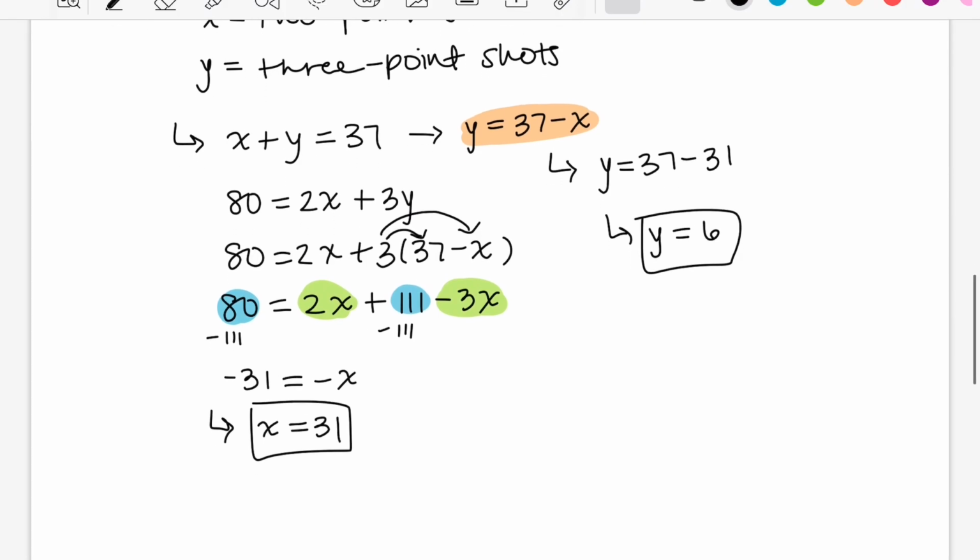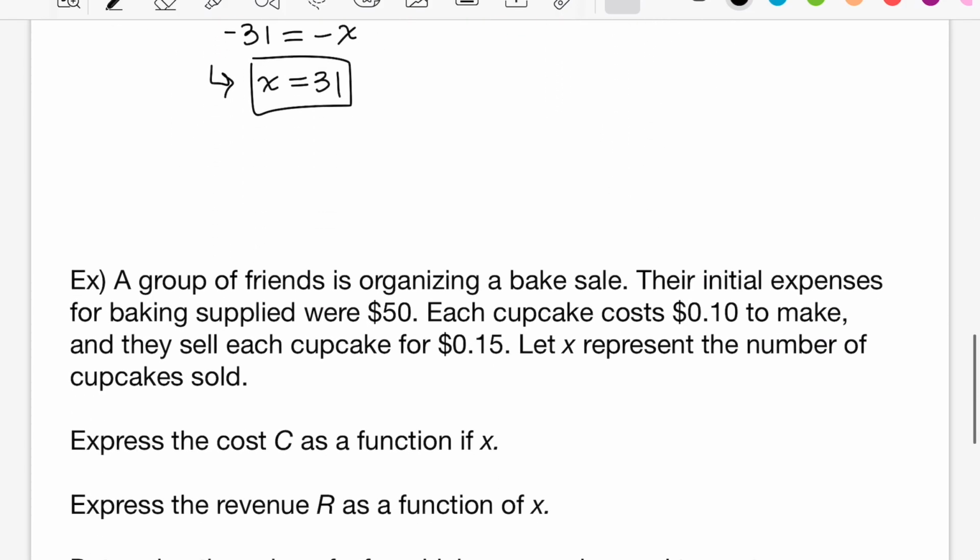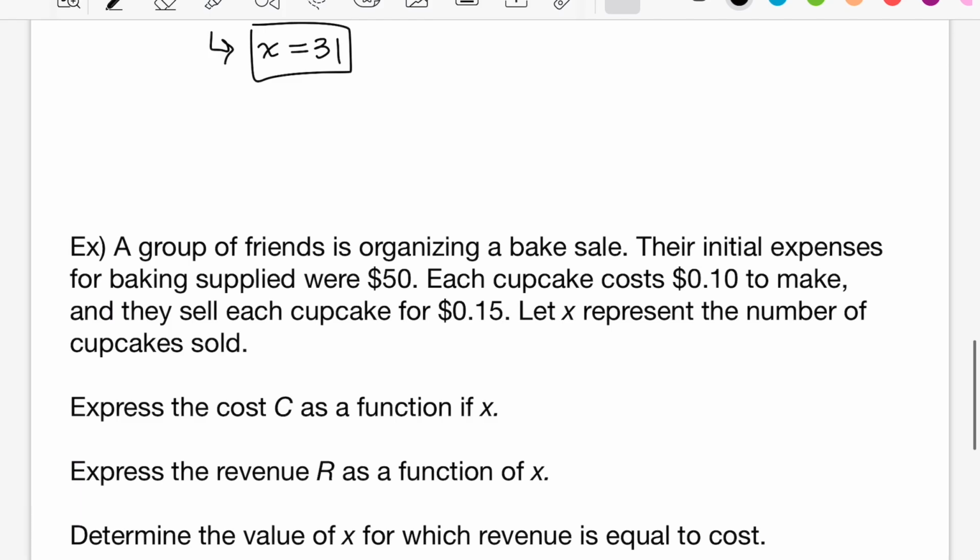All right. And then the last example we're going to look at is the following. So let's say we're told that a group of friends is organizing a bake sale, and their initial expenses for baking supplies are $50. Each cupcake is going to cost about 10 cents to make, and they sell each cupcake for 15 cents. And we're told to let x represent the number of cupcakes sold.